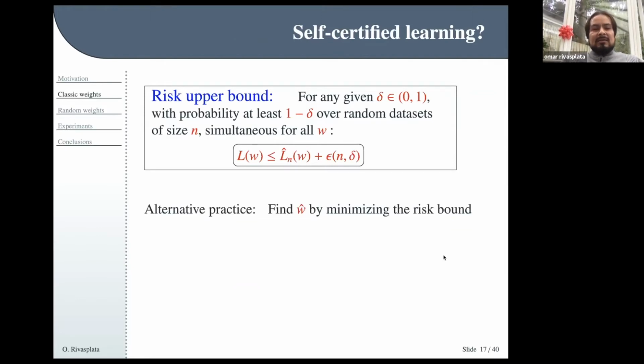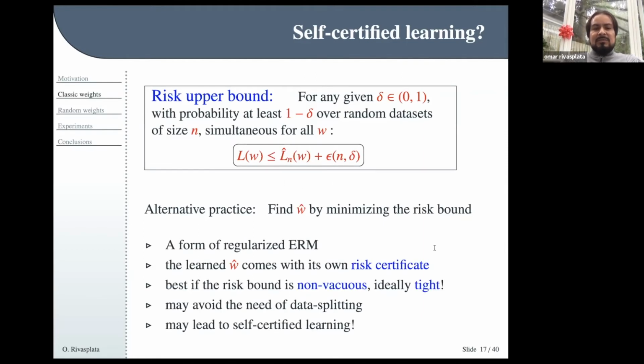And you can declare, okay, I'm going to find a weight vector from data, W hat, that minimizes the upper bound on the true loss. And that has a few interesting properties. For instance, first of all, you can compare it to regularized empirical risk minimization, since you have a sum of the empirical risk term and some other term that can be seen as a regularization term, or a term that controls the complexity.